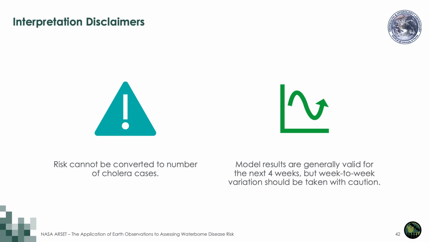But another thing to take note of is that the model results are good for the next 4 weeks, but week-to-week variation should be taken with caution. There are some weeks where, even though our forecast is generally good for 4 weeks, the risk might go up for 1 week, but the next week go back down. So we should be very cautious when we interpret risk just on one event. We should take a few weeks of risk into account before making any kind of decisions.